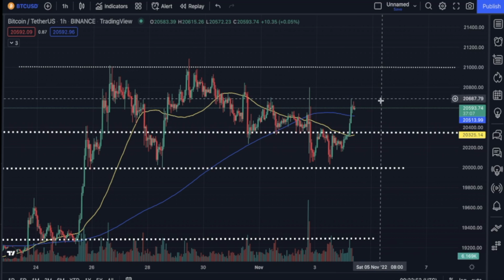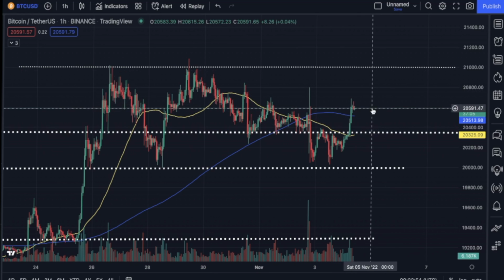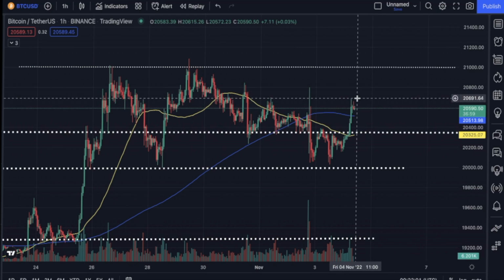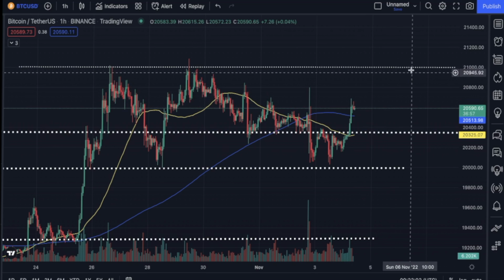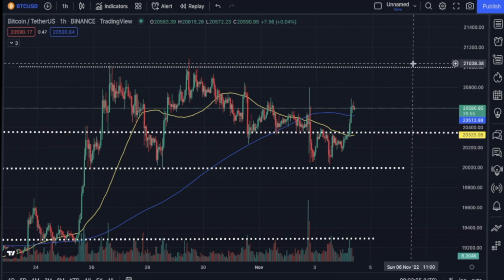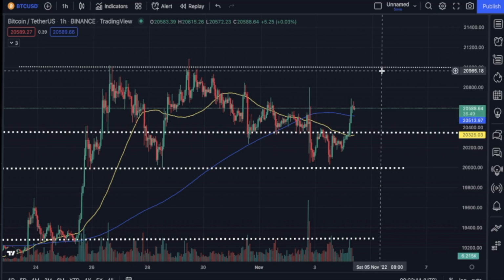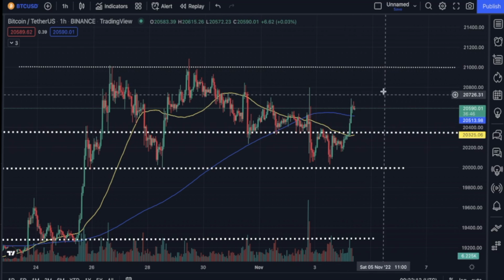So we might consolidate around where we are right now. We might have a good push when the United States markets open up and the traders jump in on that, and then consolidate around the 21,000 area for the weekend. That pretty much looks like a very strong potential move for Bitcoin.